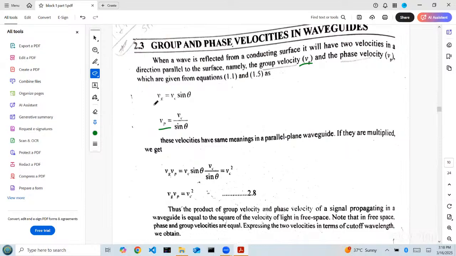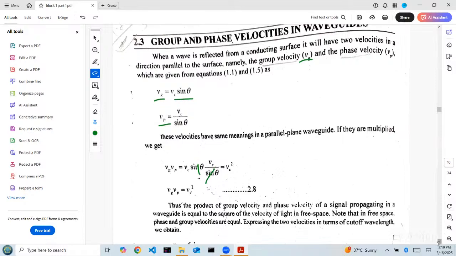Multiply these two equations. What is Vg? Vg is Vc sin theta. What is Vp? Vp is Vc by sin theta. Just observe the difference: there it is a product, here it is a division. Vg equal to Vc sin theta, Vp equal to Vc by sin theta. Multiply these two. What will you get? Sin theta is cancelled. We will get Vc square.